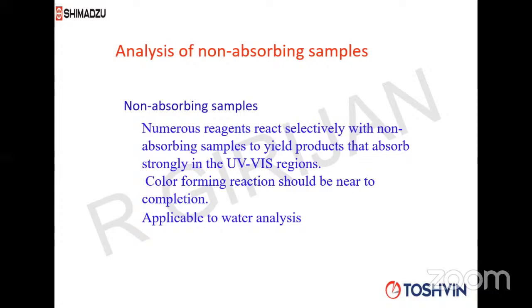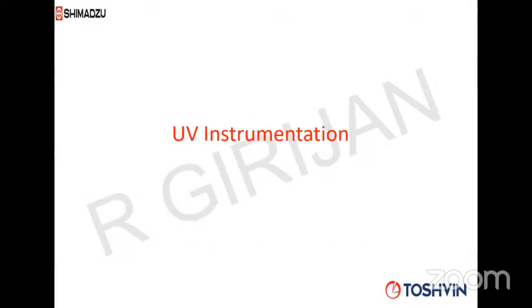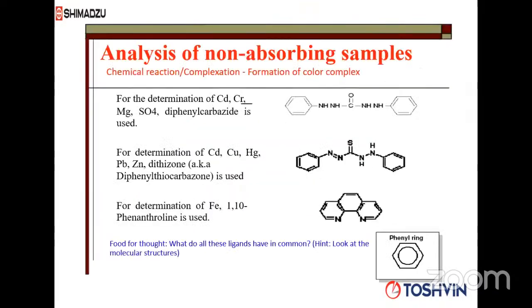We add reagents to this water sample, and these reagents are called element-specific reagents. If I want to detect iron in water, I'll be adding a certain reagent, 1,10-phenanthroline. This will react only with iron and form a complex, and this complex has UV absorption. From the absorption of the complex, I can calculate very precisely the content of iron in water.